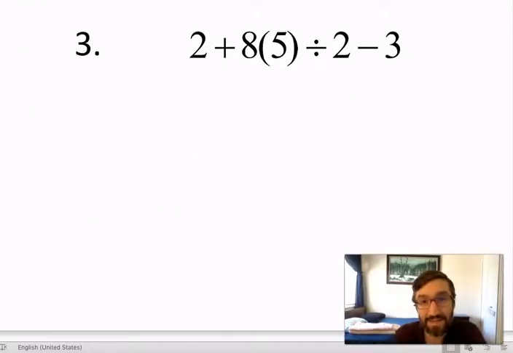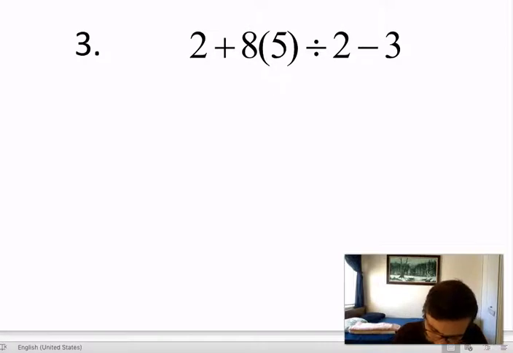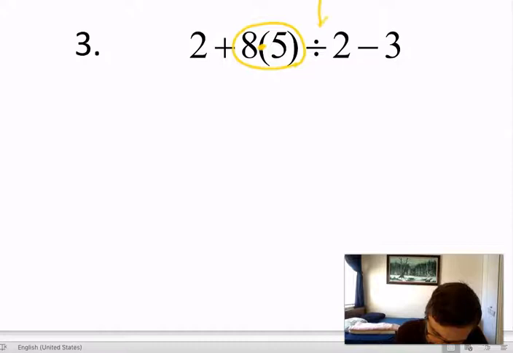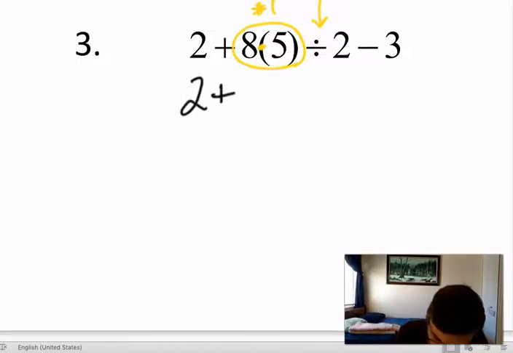All right, next, we have a set of parentheses here that's being multiplied. So 8 times 5. We also have a division. So we're going to do this multiply here before the division. Multiplication is left to right. So we're going to do this first, and then after that, we're going to do the division. So this part's number 1. This part will be number 2. So I'm just going to bring down the 2 plus stuff. This minus 3, I'll just write that down there.